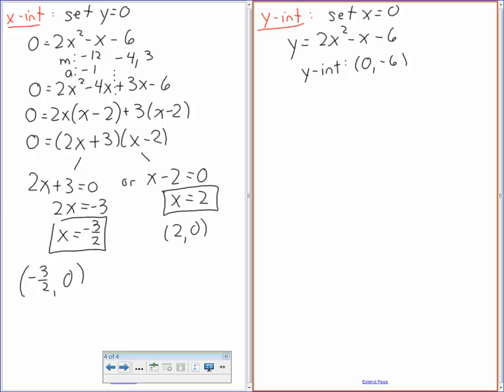All right, so the rest of my points I'm just going to line up here, just so I have them all written on the page so I can graph it. So the points are negative 3 over 2 and 0, 2 and 0, and what was it, 1/4 and negative 49 over 8, is that right? I think that was the points.